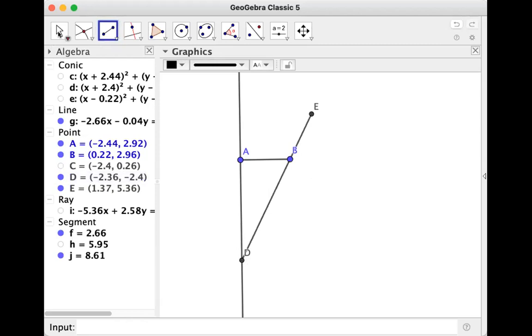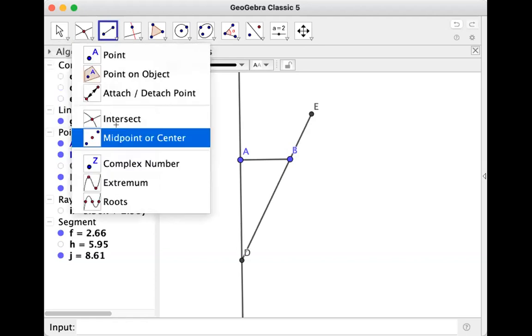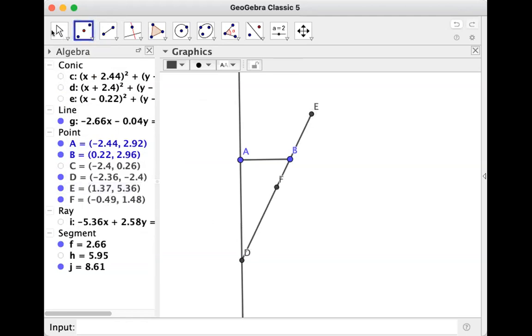But I don't want 1 plus square root of 5. I want 1 plus square root of 5 over 2. And that's where the midpoint comes in. I think I just click on these 2 points. So from D to F is 1 plus square root of 5 over 2. That's where I was in the construction.